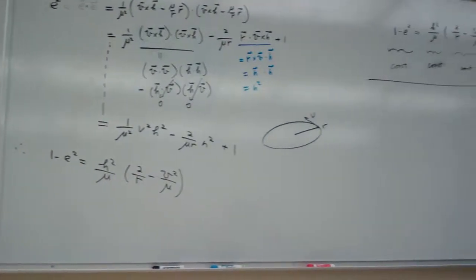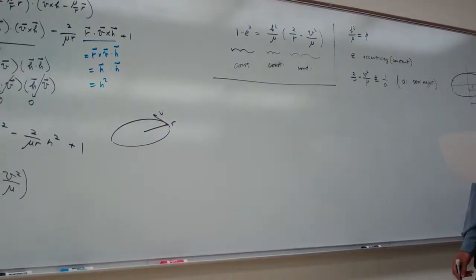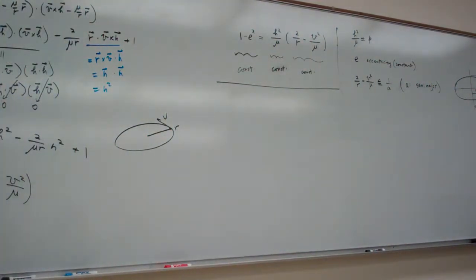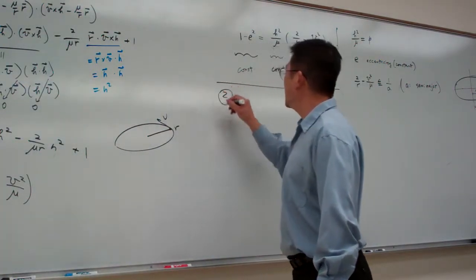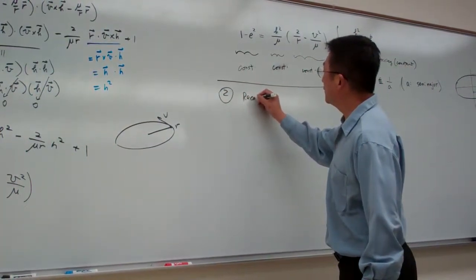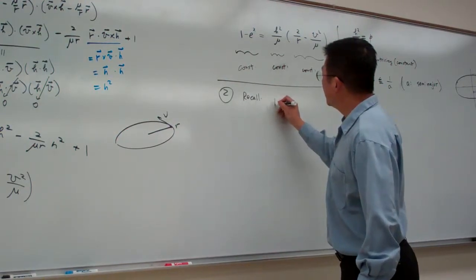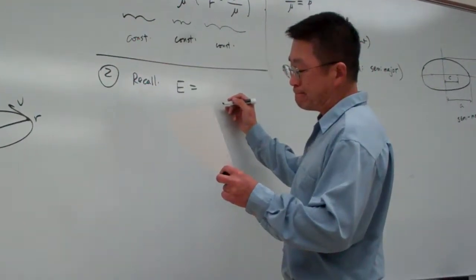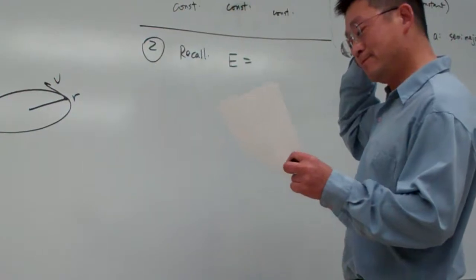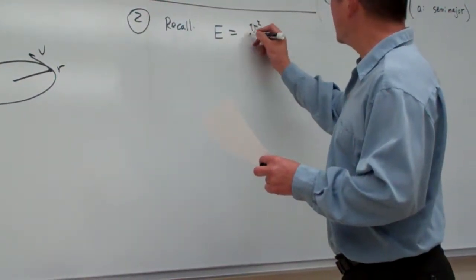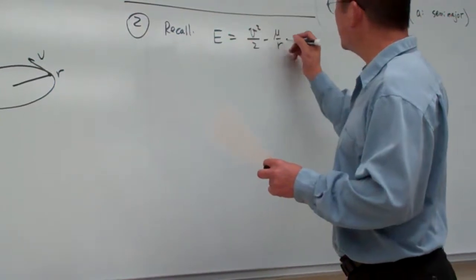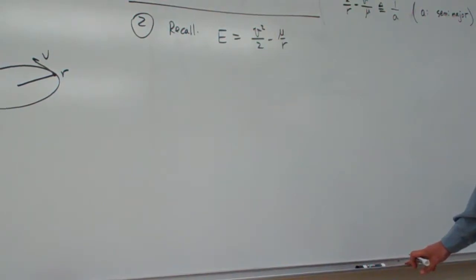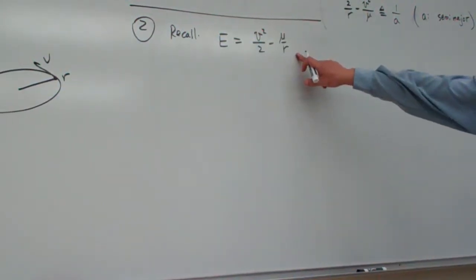So that is the first portion of the note to give to you. Let me say this is note 1 here. And the second note is this, and again we recall our mechanical energy is defined by V squared over 2 minus mu over r, right? So this is the mechanical energy we've seen before.